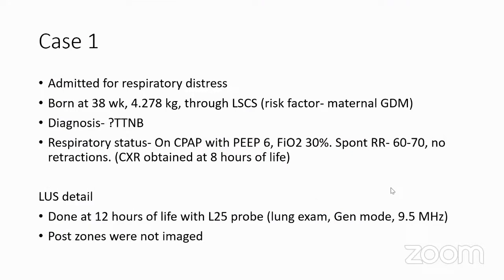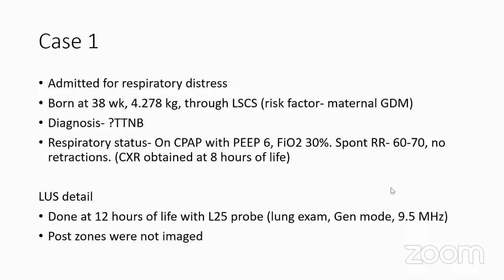So this baby was admitted in our NICU for respiratory distress soon after birth. The baby was born at 38 weeks with a birth weight of 4.2 kg. The baby was large for gestation and was born through cesarean section. The mother had gestational diabetes as well. The initial diagnosis we kept was transient tachypnea of newborn. The baby was on CPAP with a pressure of 6 centimeters and FiO2 of 30%. There was mild tachypnea, but no retractions as such.